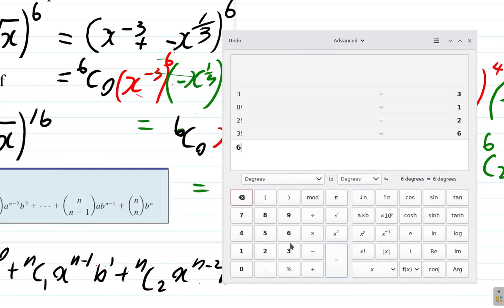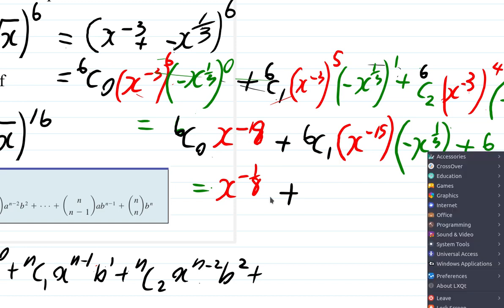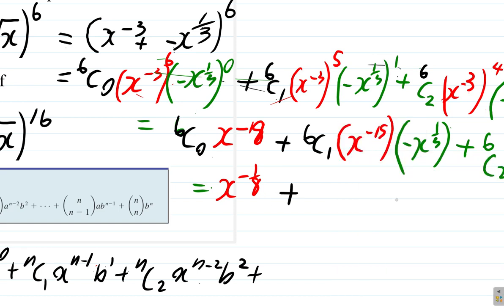The 6C0 is going to be 6 factorial divided by, open bracket, 6 minus 0 factorial, which is really 6 factorial, times 0 factorial, which is 1. So this is 1. Good. So this is going to be 1. So what we really have is just x to the negative 18. Right? Plus 6c1. We know it's going to be 6, but let's test it anyway.